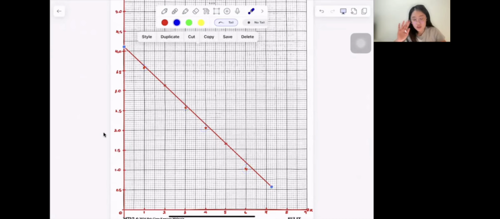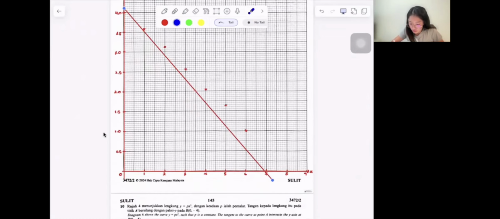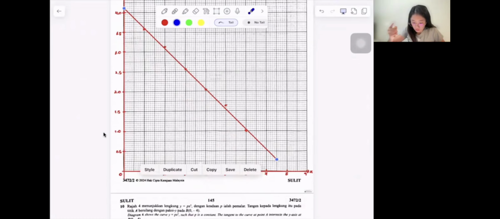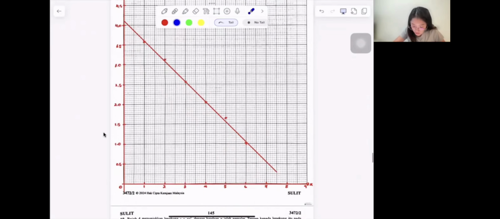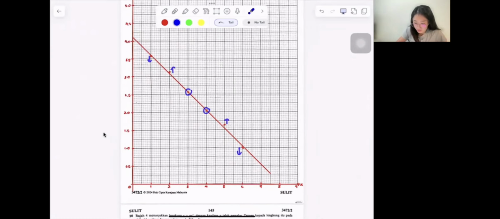You have to distribute equally the points that are not joined to the top and to the bottom of the line. Must be equal if it is even. If it is not even, then you can maybe try 2, 1 or 3, 1, or 1, 2. Okay, so let's see this one. I join these 2 points. This is up, this is up, this is slightly down, this slightly down. So this will be my line of best fit.